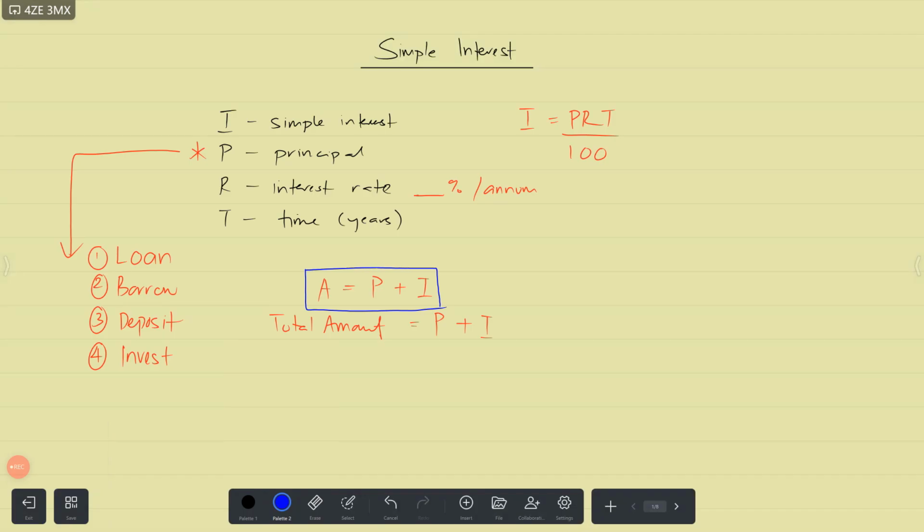Watch out for our next video to see how we use this formula and what kind of questions can be asked with regards to simple interest.